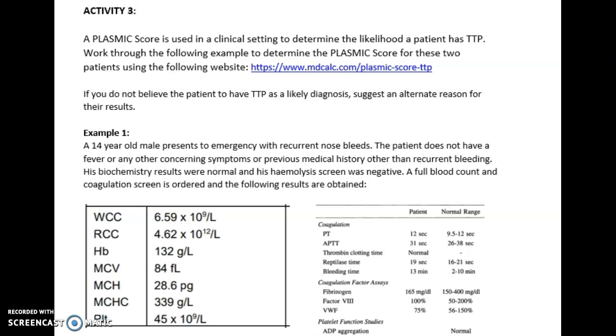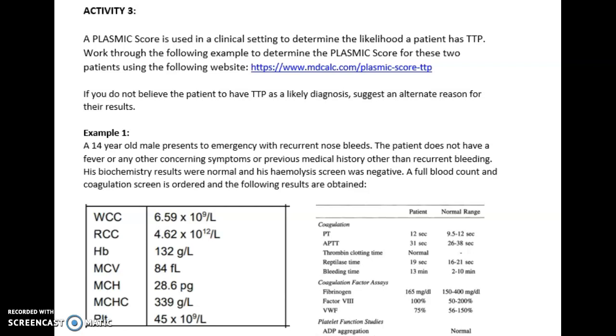However, just because someone comes in the middle of the night with a low platelet count does not mean that it is obviously TTP. Running the ADAMTS13 antibody is quite expensive. So we want to put it in a way that limits the clinician from ordering this unnecessarily and actually not going down the road of TTP when it's not likely. And so that's why they've come up with the PLASMIC score.